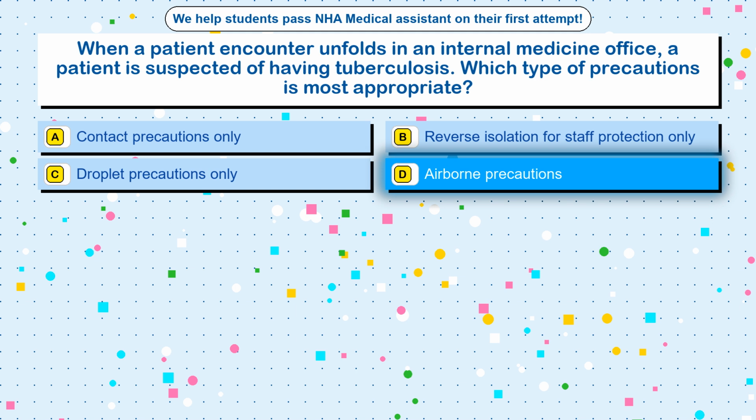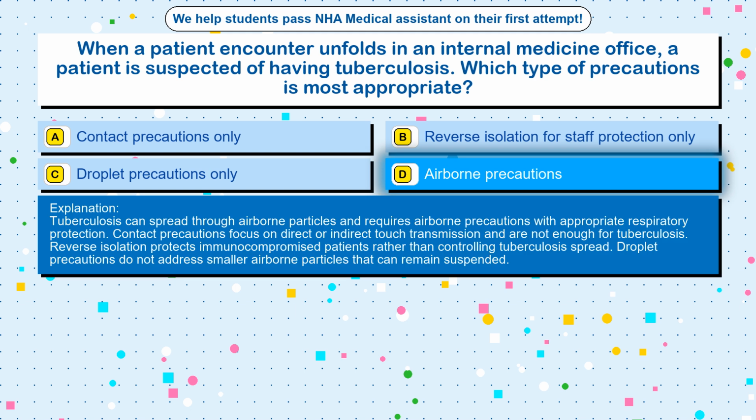Airborne precautions. Tuberculosis can spread through airborne particles and requires airborne precautions with appropriate respiratory protection. Contact precautions focus on direct or indirect touch transmission and are not enough for tuberculosis. Reverse isolation protects immunocompromised patients rather than controlling tuberculosis spread. Droplet precautions do not address smaller airborne particles that can remain suspended.